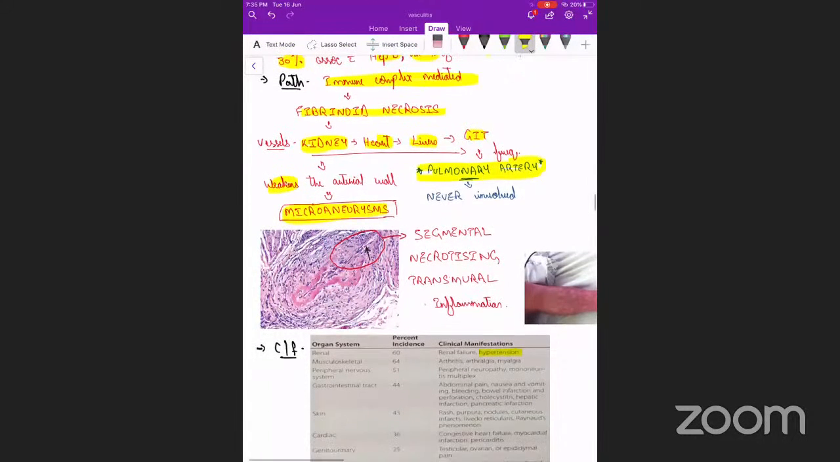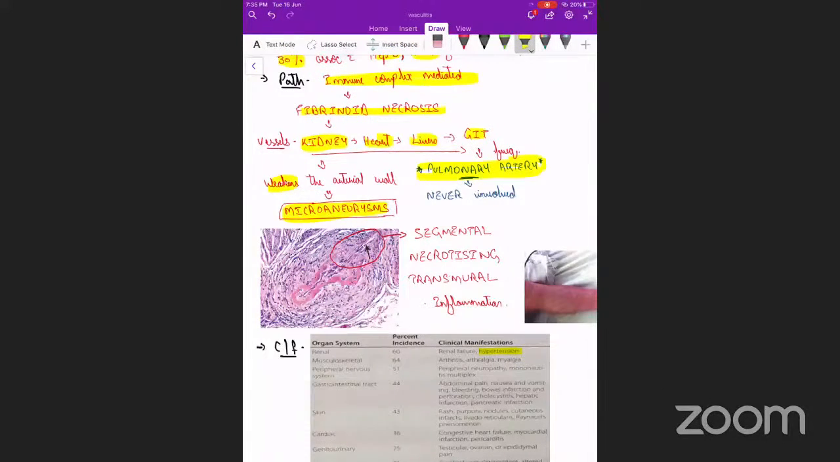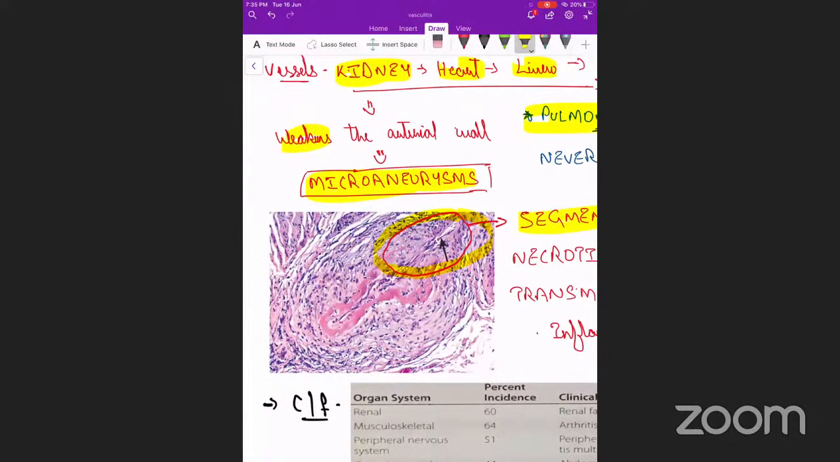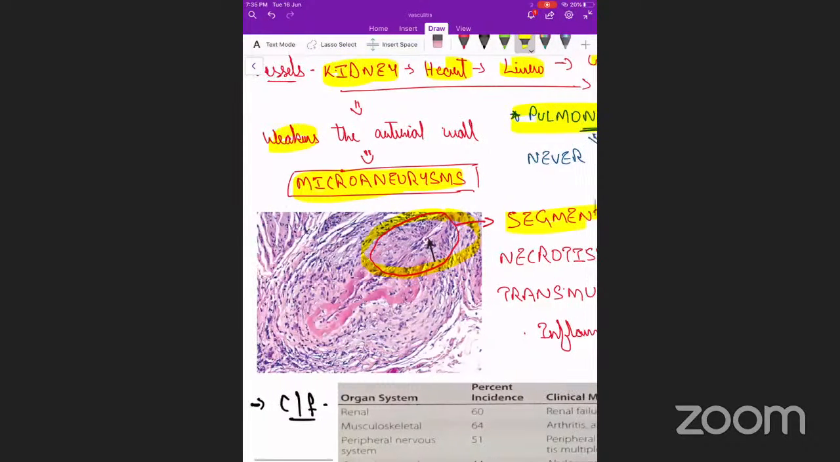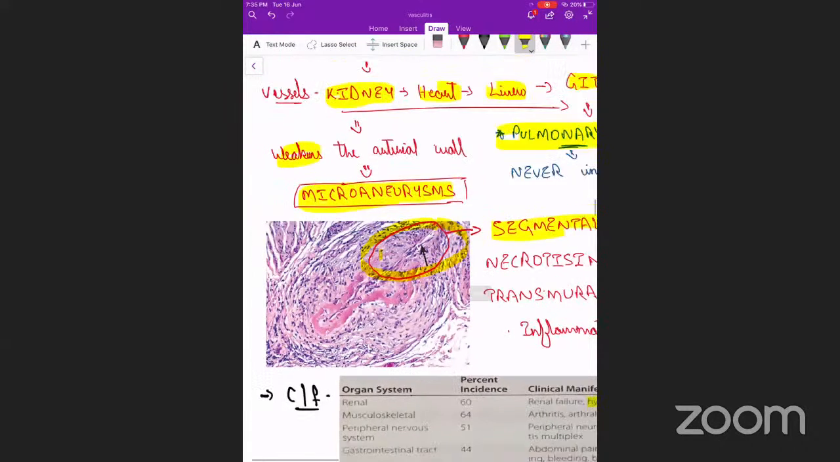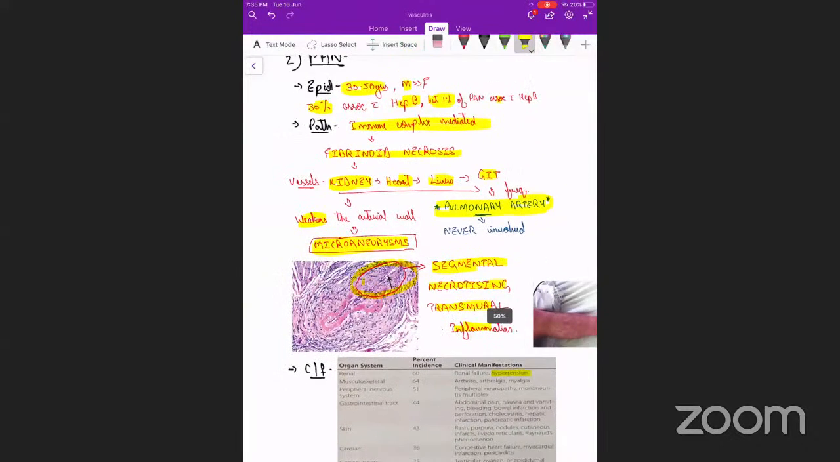Okay. And one more characteristic is segmental necrosis will be there. See over here, this one segment is affected. In our exam, they can just give this HPE, and they might ask us to diagnose, but because this is characteristic, because only this segment of the artery is involved, this segmental necrotizing transmural inflammation. Okay.